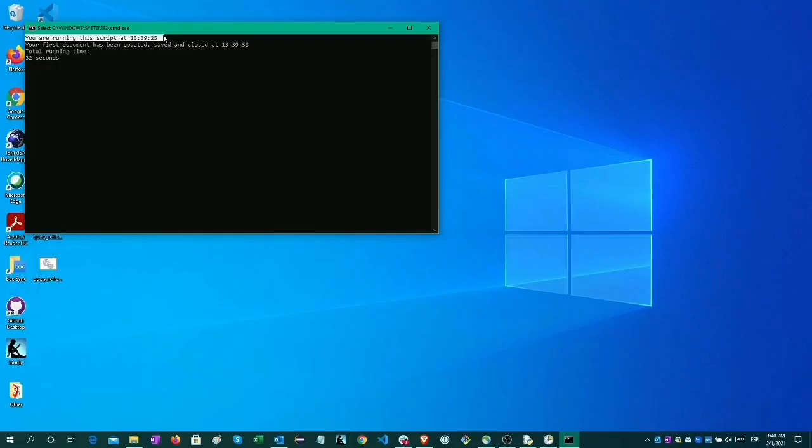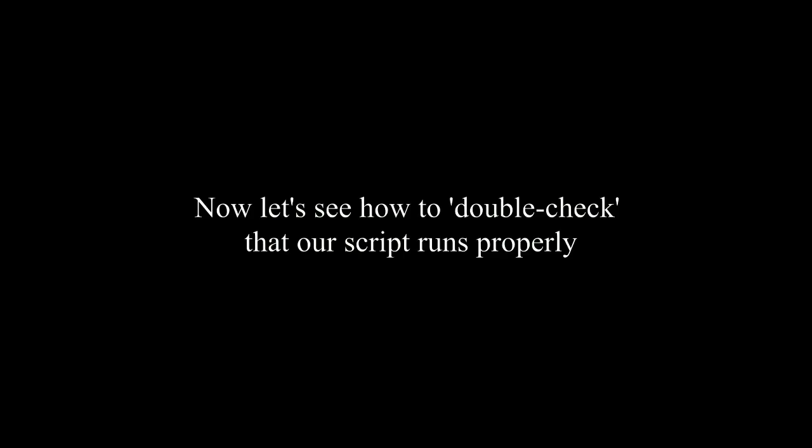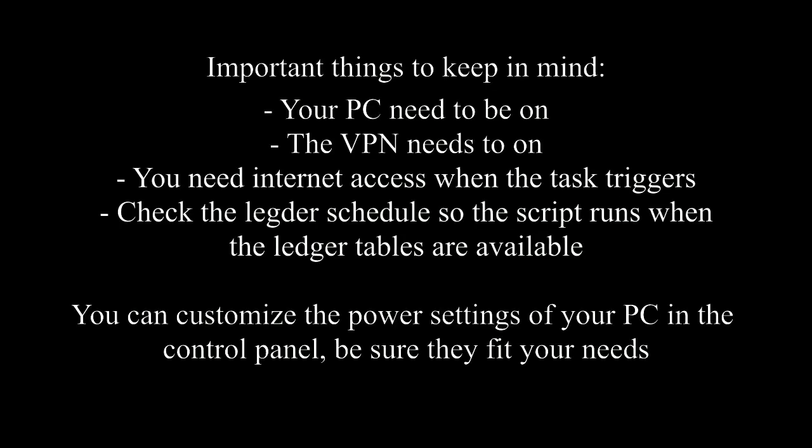The output is similar to what we saw in IDLE. The difference is that this time the command prompt will display the results. In order to double check that our script runs properly, we will need to take some things into consideration. Your PC needs to be on, the VPN needs to be on, and you need internet access when the task triggers. You also need to check the ledger schedule so the script runs when the ledger tables are available.